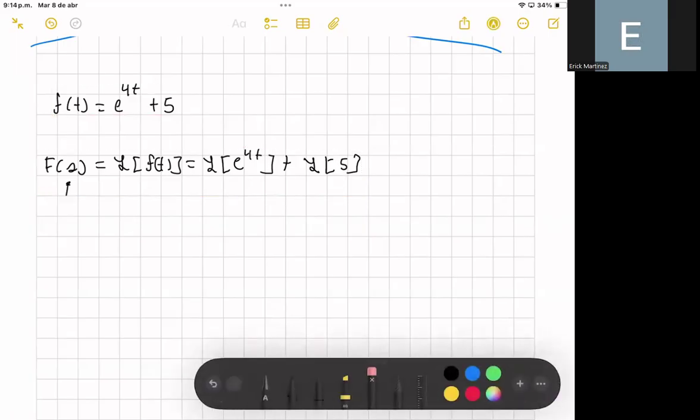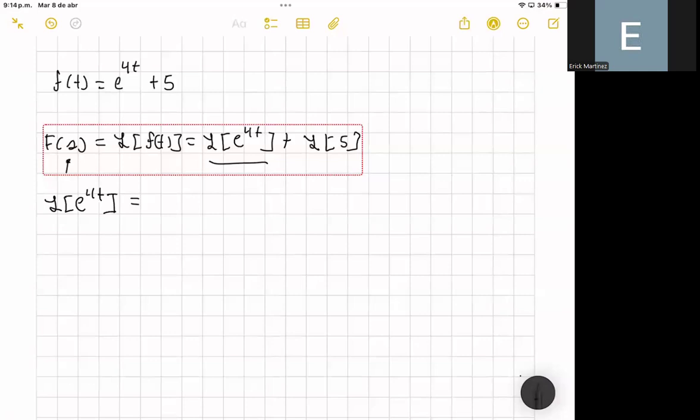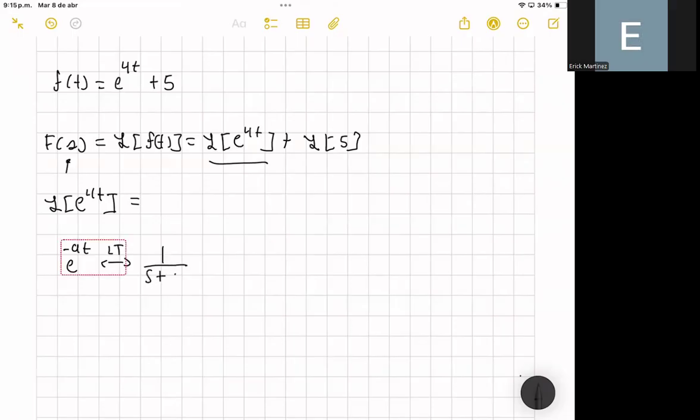So in order to compute this Laplace transform, we apply the Laplace transform to this term first. So the Laplace transform of e to the 4t is equal to, and we need to look at the tables. We need to find in the tables one function that looks very similar to this one. So if you go to the tables, there is one that is as follows. We have a function that is e to the minus a times t, and we apply the Laplace transform of this, and this should be equal to 1 over s plus a.